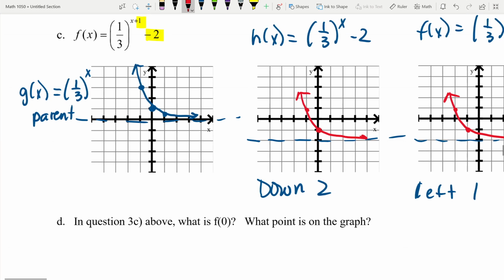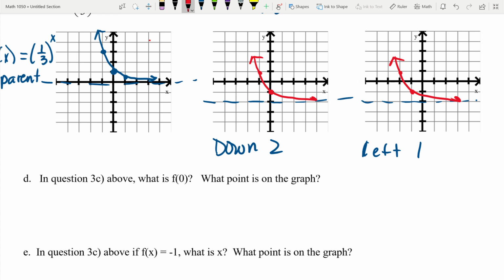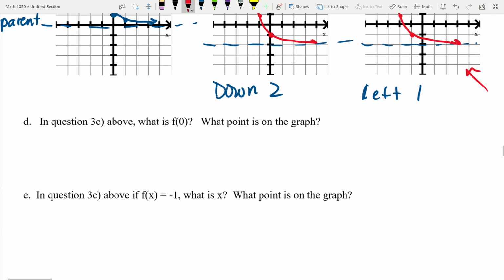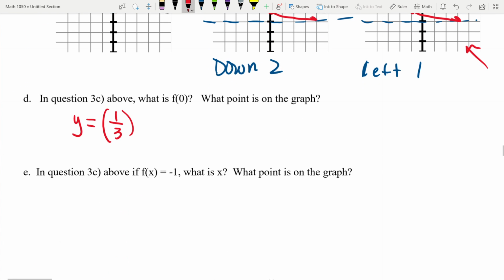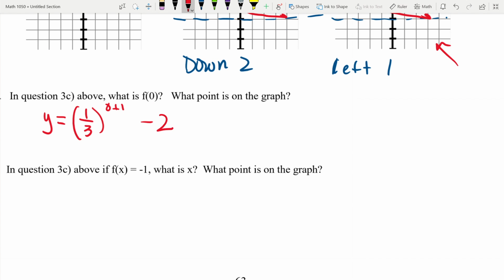Okay? In question 3C above, what is f of 0? You guys are not talking about the parent. They're not talking about a single adjustment. They're talking about the final graph right there. So if x is 0, what is your y? Can you tell? Is it pretty clear? No, it's not. It's in between and I can't guess. So look what we're going to do. We're going to go y equals 1/3 in parentheses raised to the 0 plus 1. I'm going to put in a 0 for x, minus 2.